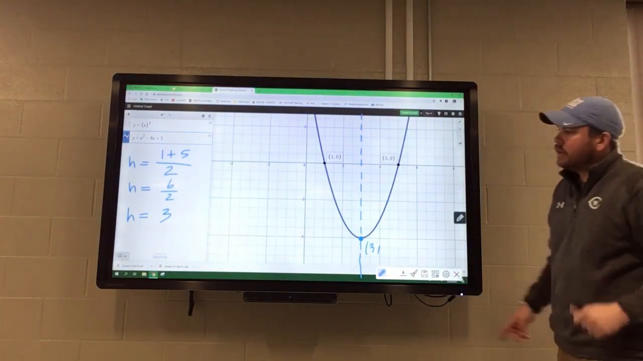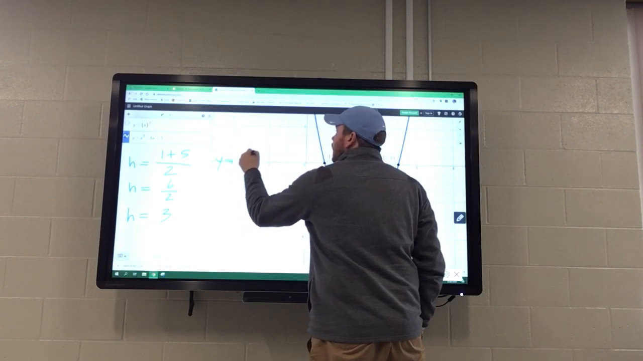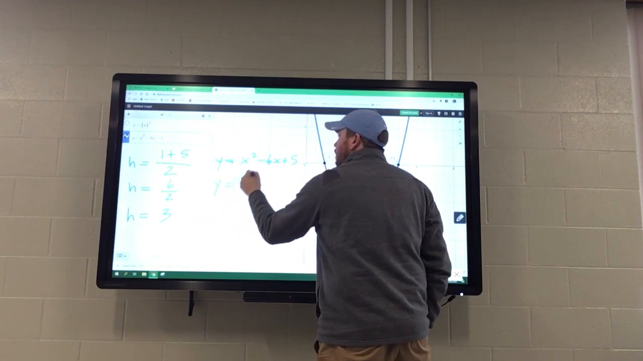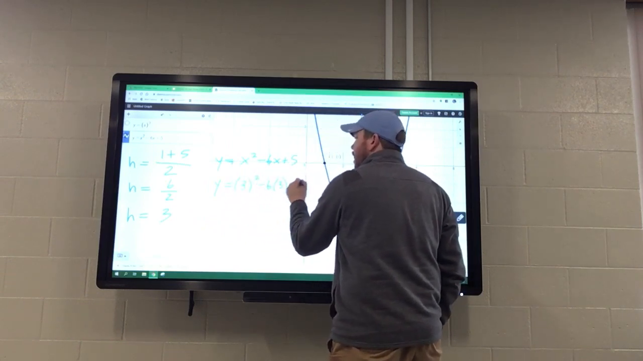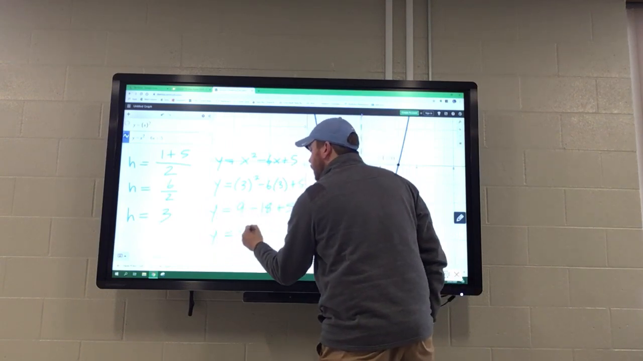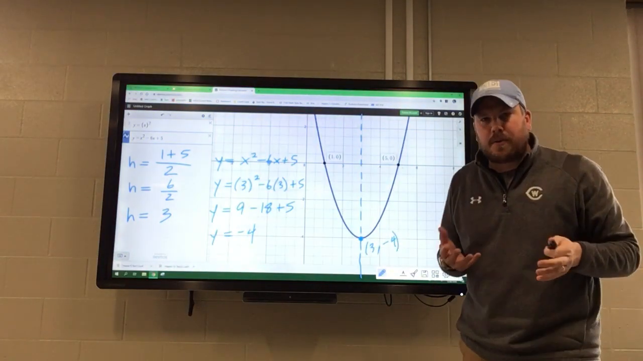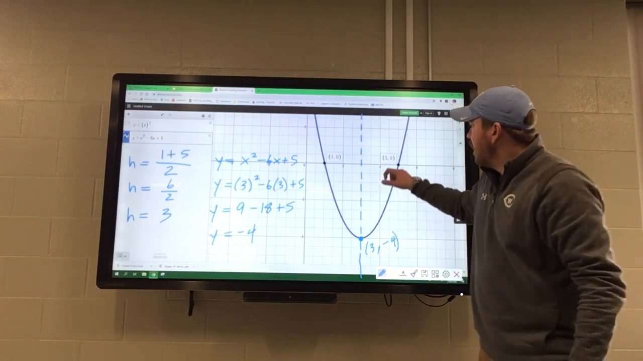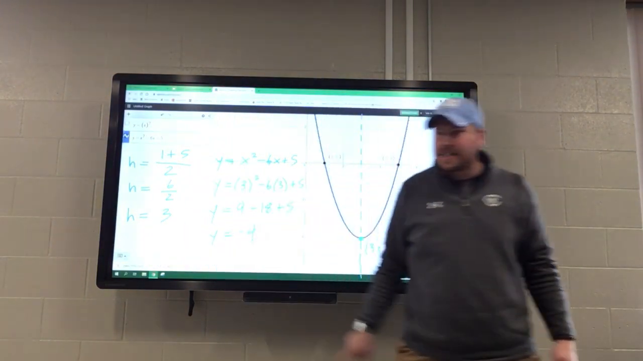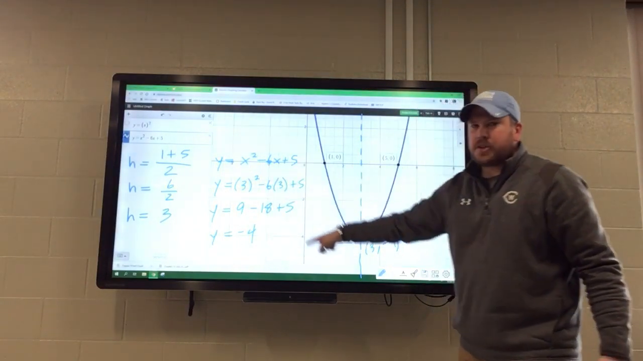To find the k value, we plug this into our function. So we do y is equal to x squared minus 6x plus 5. I just found my x value, I want it to be 3. So y is equal to 9 minus 18 plus 5, or y is equal to negative 4. As you can see, that's where my vertex is. So if we are in standard form, if we want to find the vertex, find your zeros, add them together, divide by 2. That'll give you the x value of your vertex. Then to find the y value of your vertex, plug that into our function.